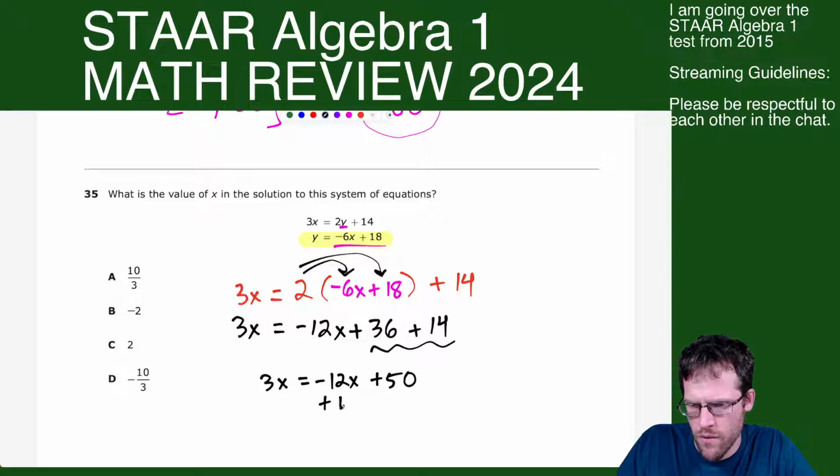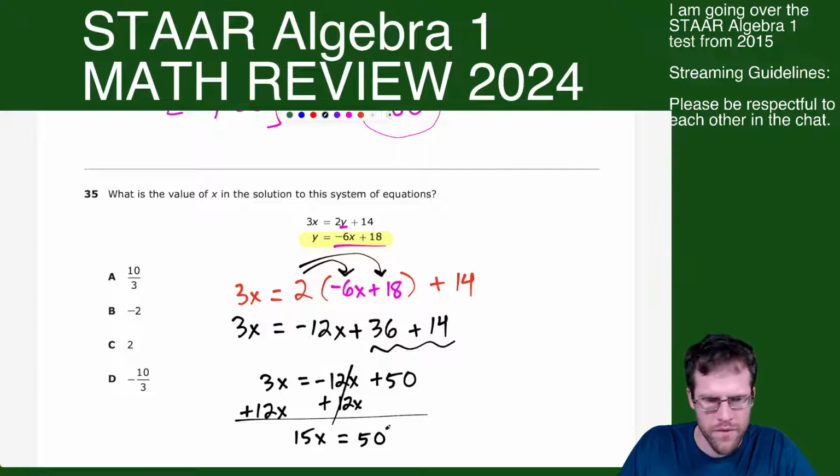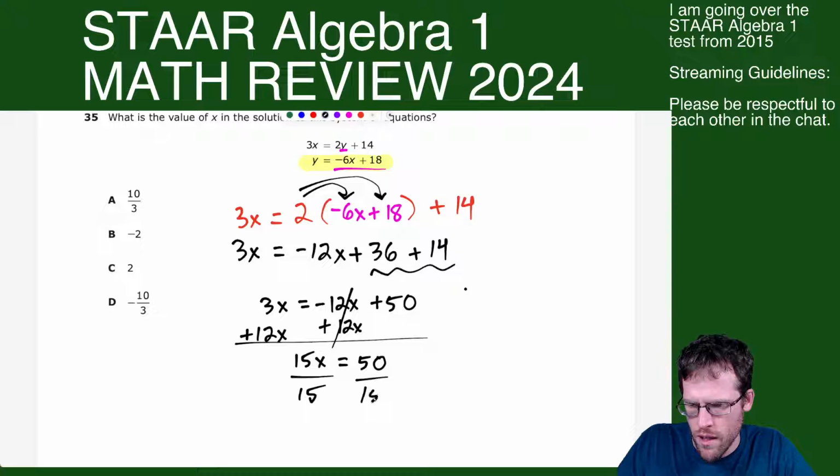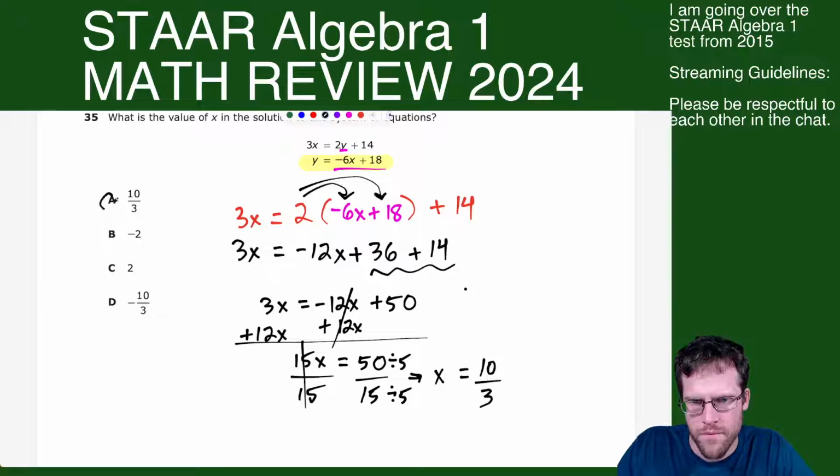And now just add 12x to both sides. So 15x equals 50. So we have this. And now just divide both sides by 15 and reduce the fraction. Okay, so x equals 50 over 15. I just divide the top and bottom by 5. And then x is 10 over 3. So A.